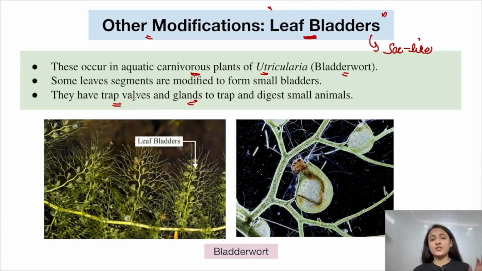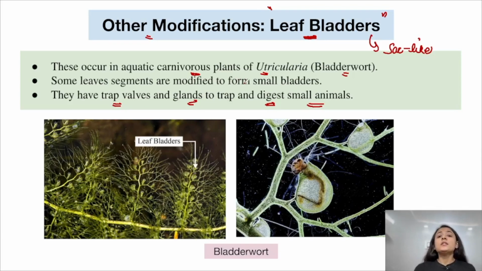The trap valves are responsible for trapping the insects, and the glands which are present in these leaf bladders are responsible for the secretion of certain enzymes and digestive juices which will digest the small animals or small organisms that the plant is ingesting.